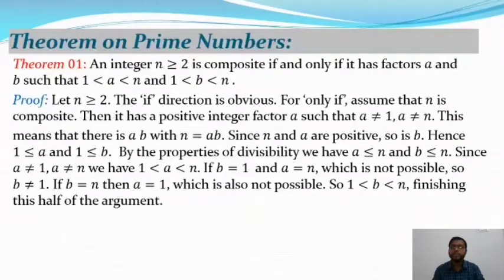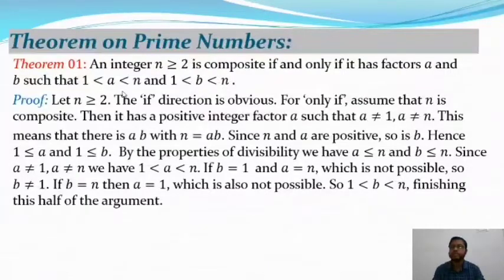In this slide we will discuss the theorems on prime numbers. This is the first theorem on prime numbers. An integer n greater than or equal to 2 is composite, that means it can be written as n is equal to a into b, if and only if it has factors a and b such that 1 is less than a less than n, that means a lies in 1 to n, and b also lies in 1 to n.